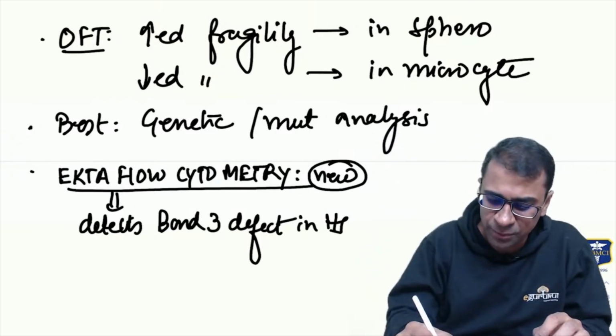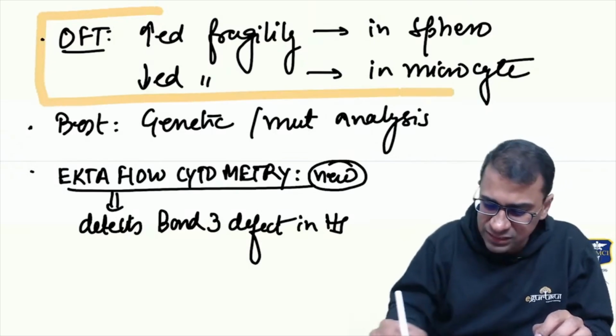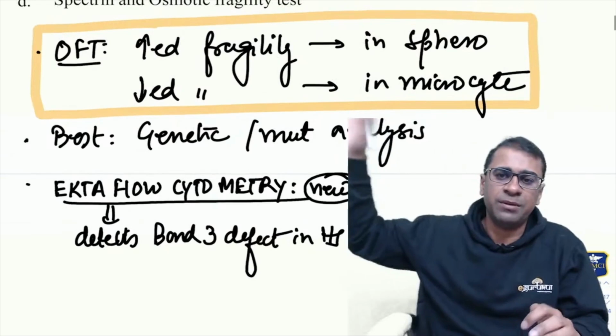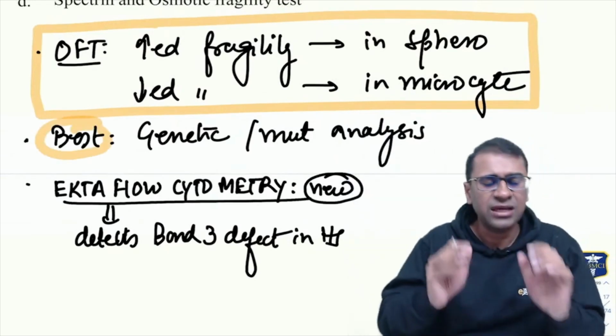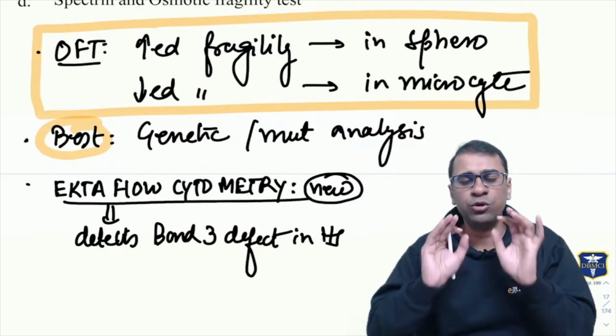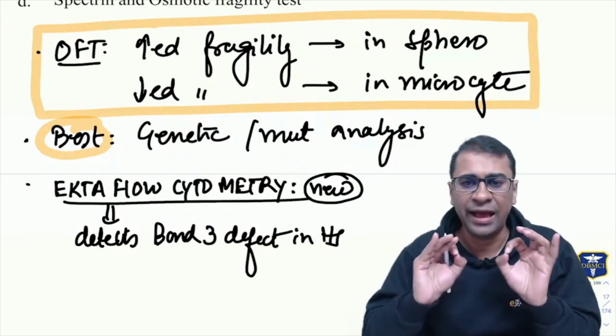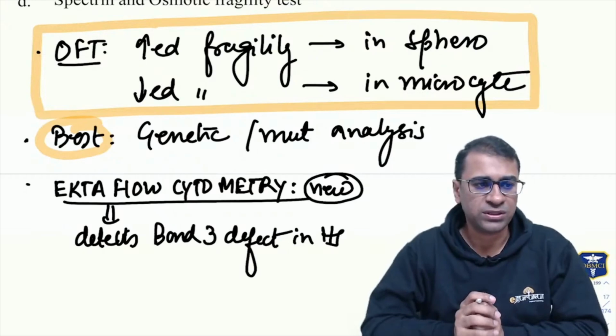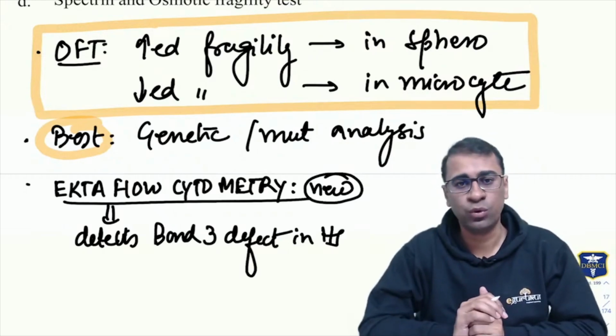Especially I'll ask you to remember this one: OFT is increased in spherocyte and decreased in microcyte. This is a must to know. Whenever the question is about the best test, just close your eyes and mark it should be genetic or mutation analysis. End of the story. No questions asked. This is very, very important, guys. Do not ignore these statements.